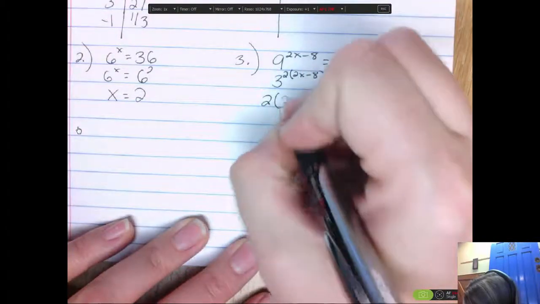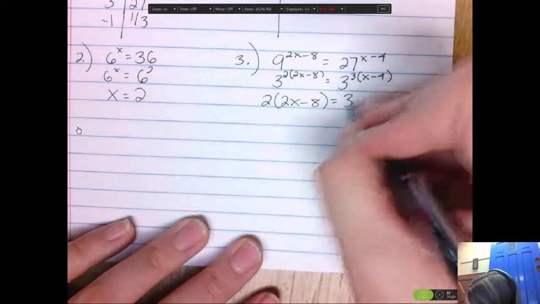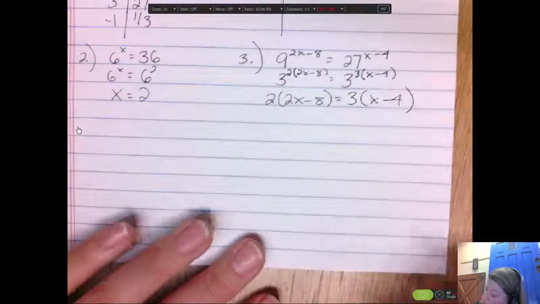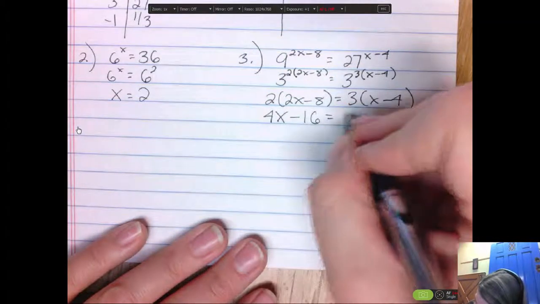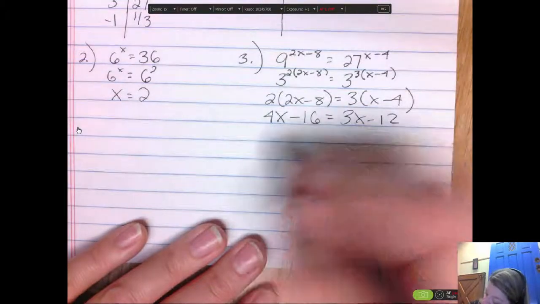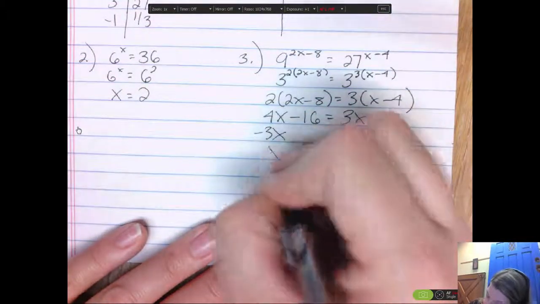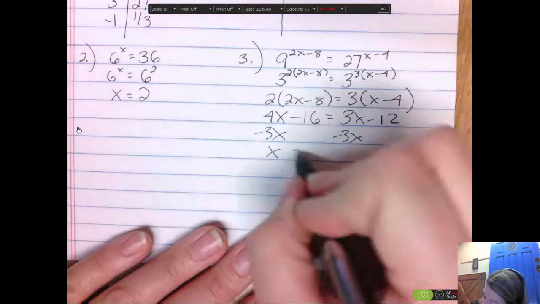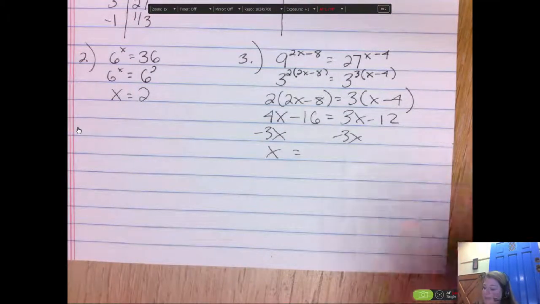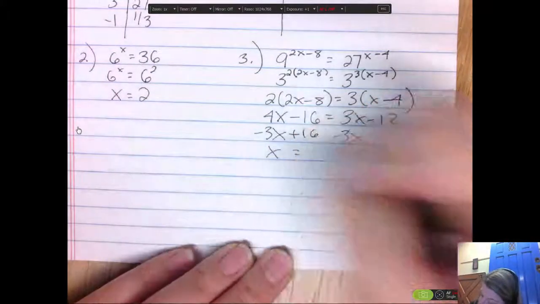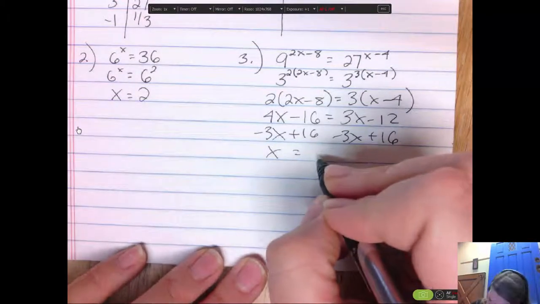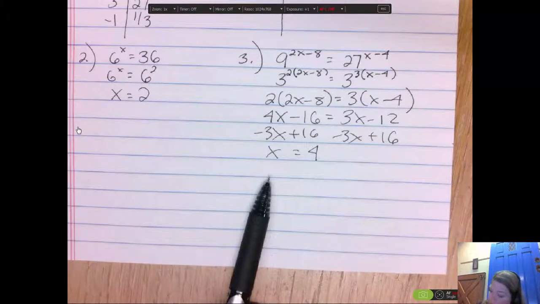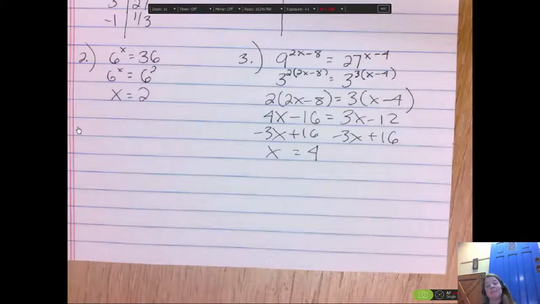So we have 2x minus 8 equals 3 times x minus 4, and then we need to distribute, so we get 3x minus 12. Subtract the 3x over, so you get your x's together to give you 1x. Add your 16 this way, and you get negative 12 plus 16, and you would get 4. So even if they're harder like this one, you can set the bases to be the same and still be able to solve that type of equation.